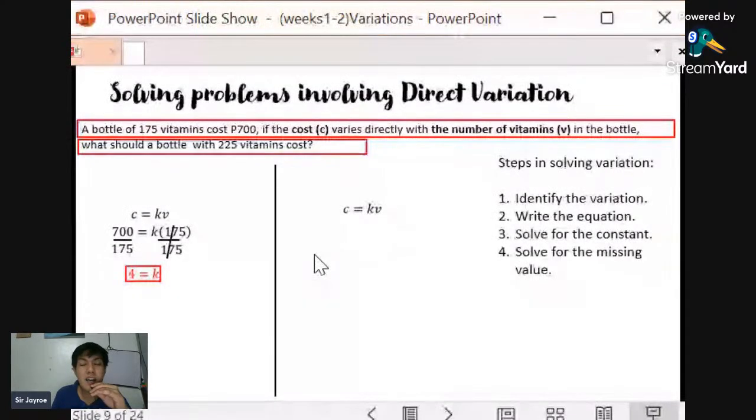Now let's start substituting or replacing. So we're looking for C, no? So this will look like this. The K is 4 and V is 225. We just replaced them. We're just going to simply multiply that. So what is the answer? 4 times 225. It's just that simple. 900. Okay? So the answer here is 900. Okay, take note.